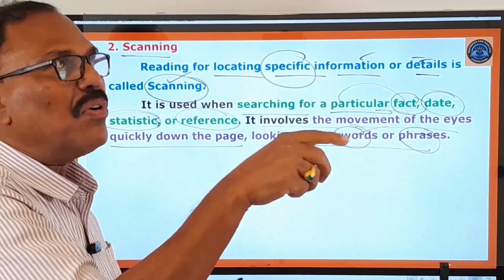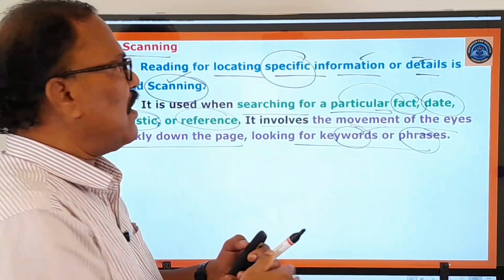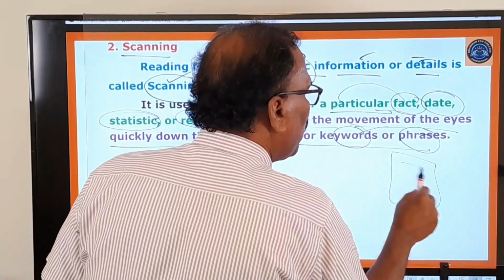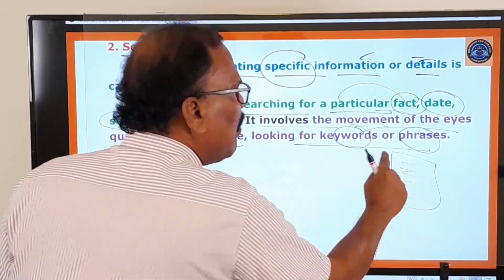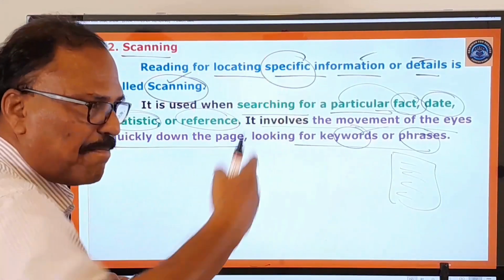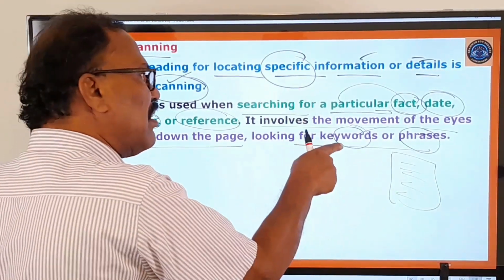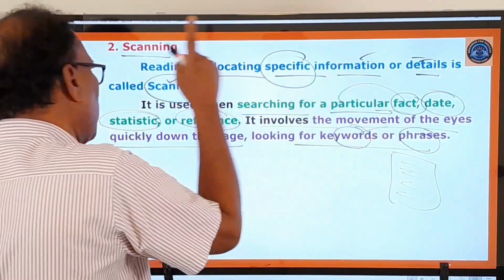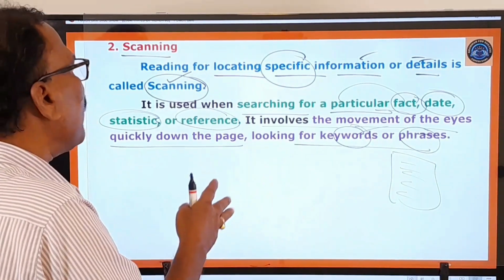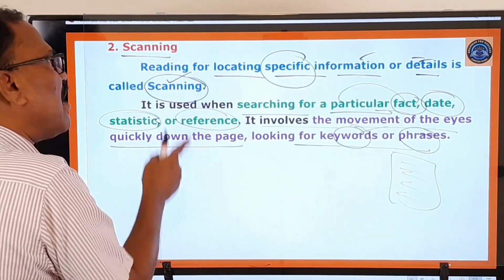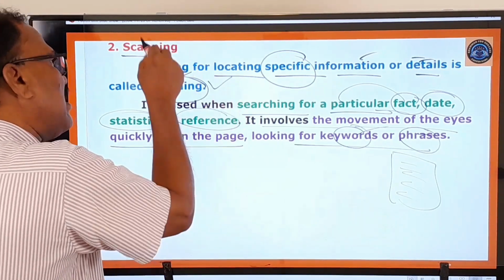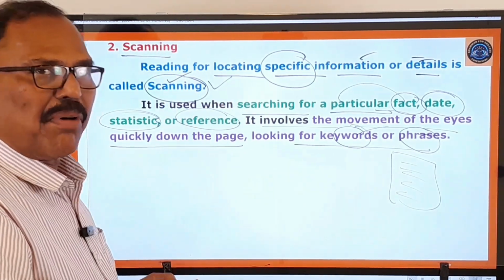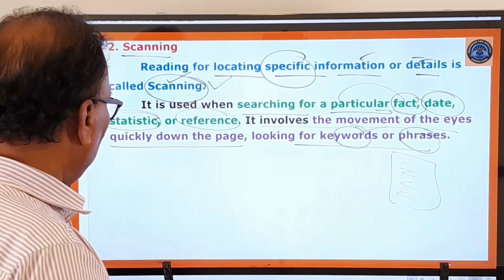For that purpose, when there is a big passage, you just move your eyes very quickly down the page in order to find that specific or particular fact or date or statistics or reference. That is why this type of reading is called scanning. This is a very important type of reading. Now you go to the next one.